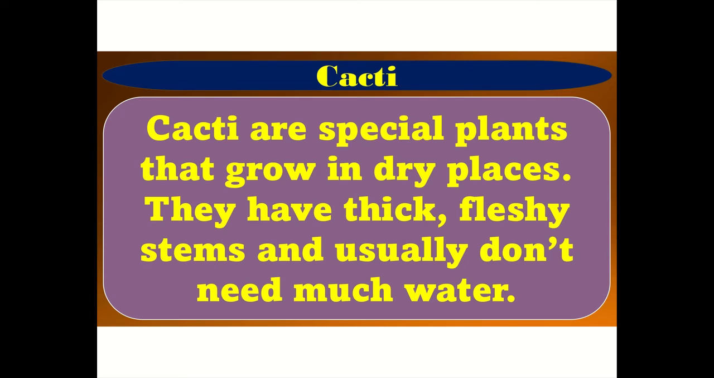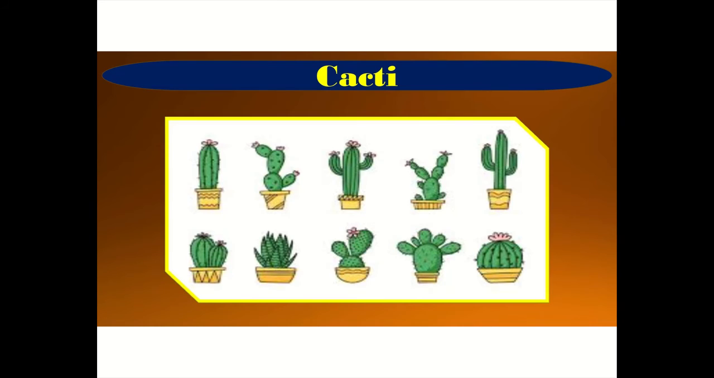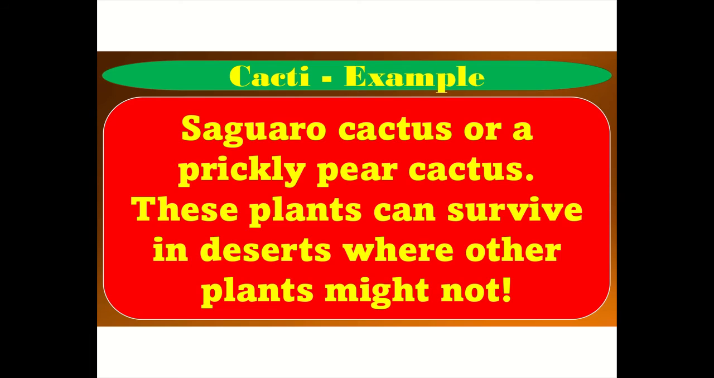Cacti. Cacti are special plants that grow in dry places. They have thick, fleshy stems and usually don't need much water. Example, a saguaro cactus or a prickly pear cactus. These plants can survive in deserts where other plants might not.